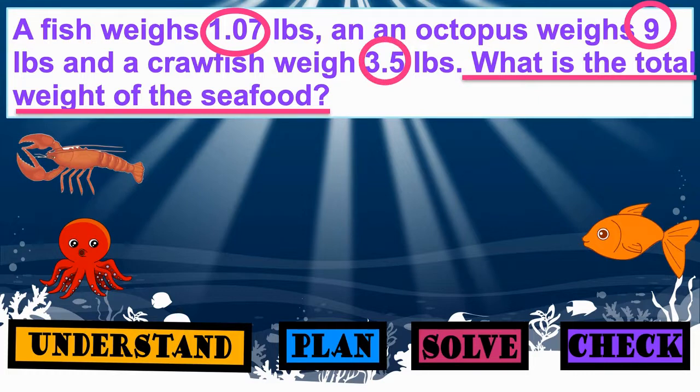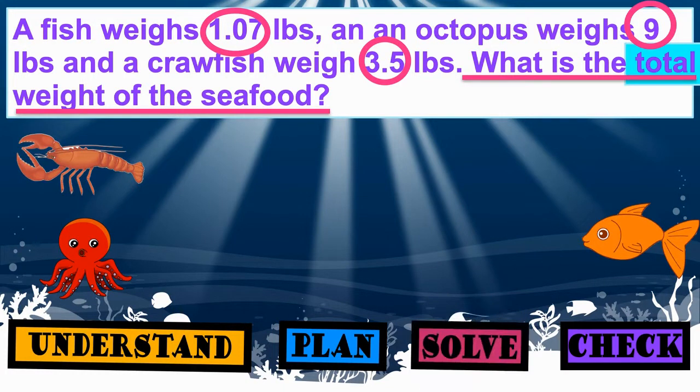Now that we know that, it's time for us to plan. Figure out a strategy that will best help us to solve this problem. In our problem, there is a key word. Do you see it? Yes, that's the word total. And total tells us that we must add. Very good, boys and girls.